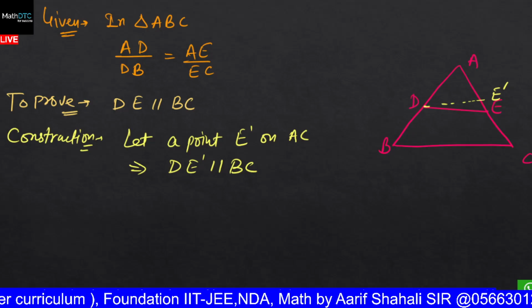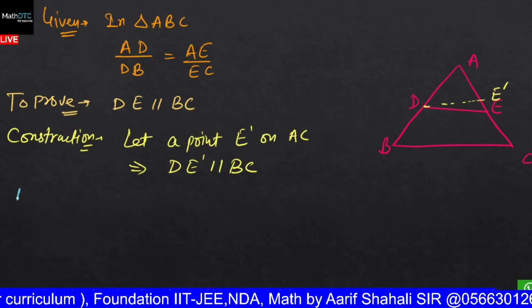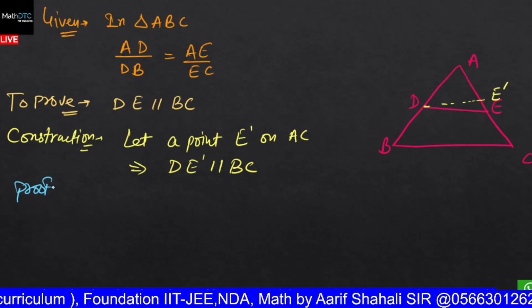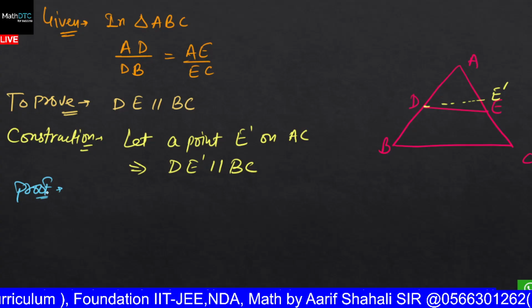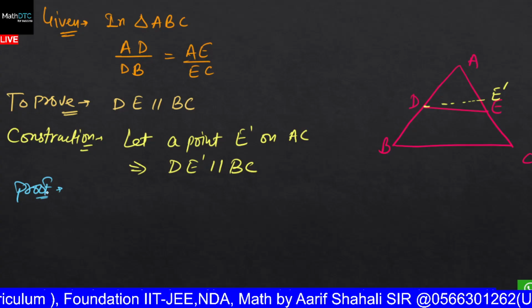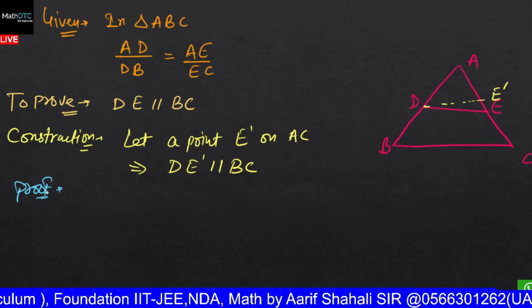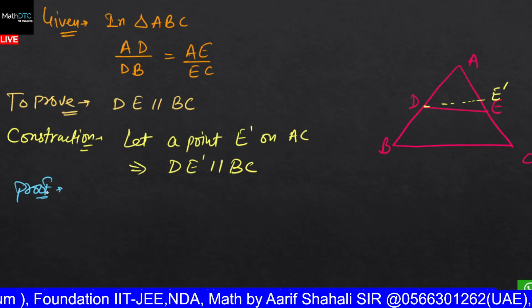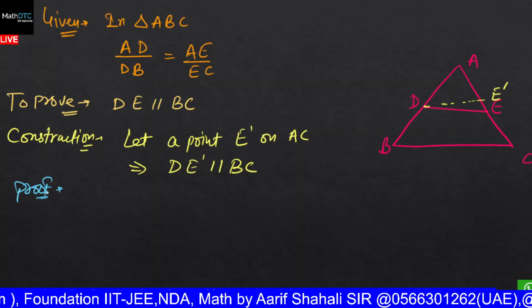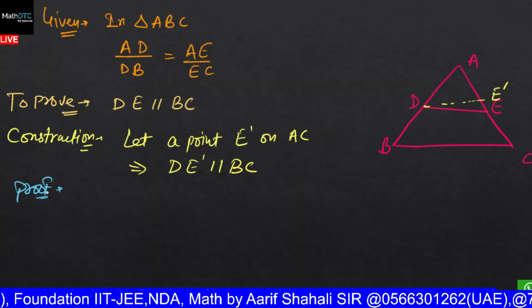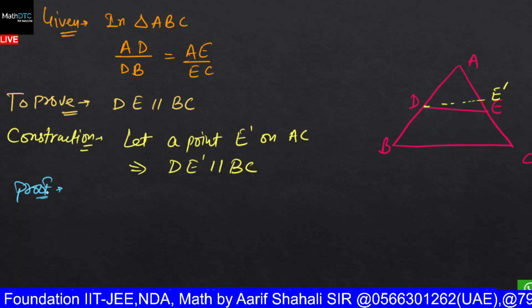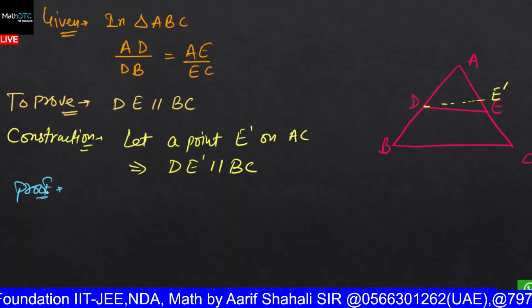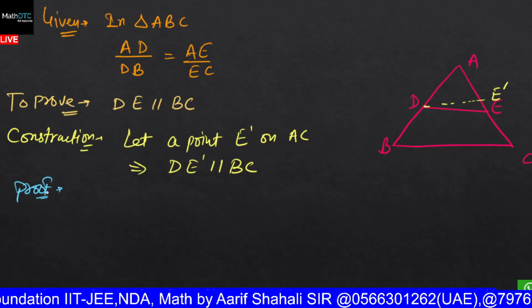Where exactly is the point? The point E dash is near to E, very close. I just suppose that the point E dash is very nearby E, and we have to assume that DE dash is parallel to BC.